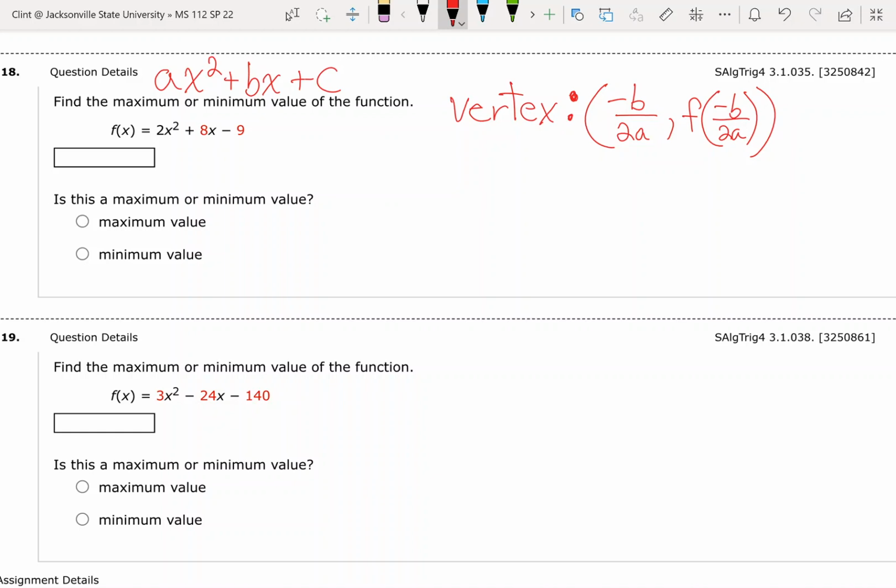Okay. On this one, if we want to figure out negative b over 2a, what's our b? 8, so we'll have negative 8 over 2 times, what's our a? 2. That's negative 8 over 4, or negative 2.